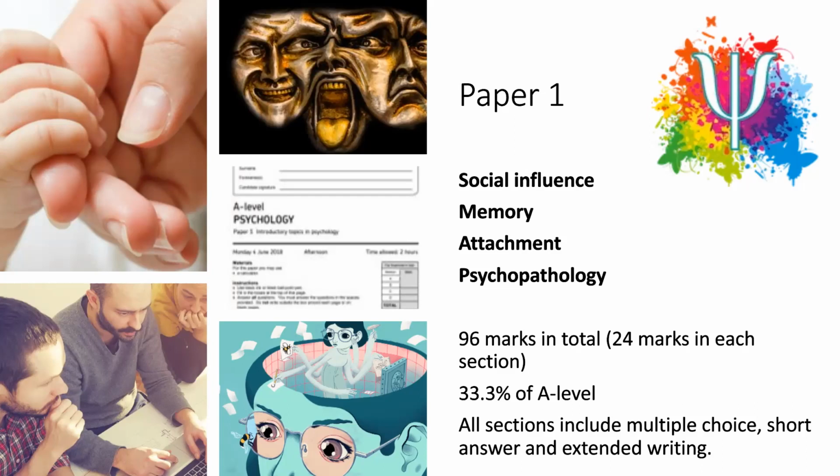Then we look at memory. So here we look at two different types of models to try and explain how your memory works. We look at the different types of long-term memory. We also try to explain forgetting. Then we look at the accuracy of eyewitness testimony, and we look at how we can improve it.